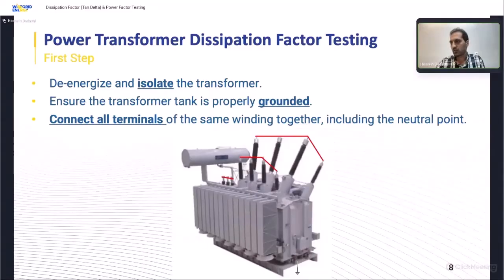And finally, connect all terminals of the same winding together. As you can see here in the picture, all 3 winding bushings are connected together separately and short-circuited, including the neutral point. Sometimes people forget to isolate the neutral point from the ground, and we will get a wrong value in this case, or the test kit will give an error. So we also need to remove the neutral from the ground and short circuit it to the other bushings.